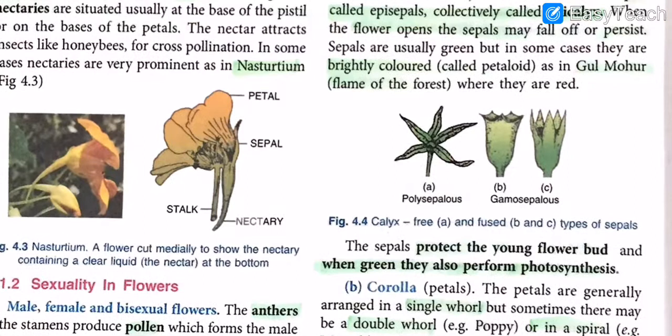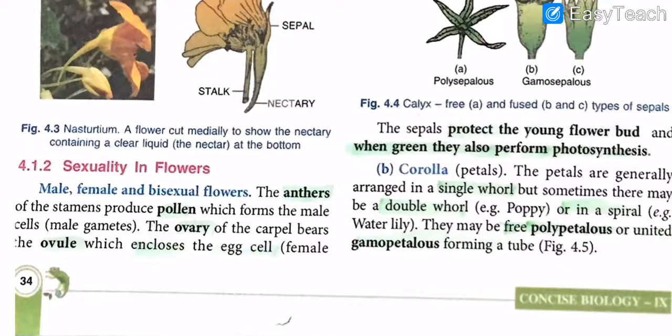Alright, so nasturtium is a flower cut medially to show the nectary containing a clear liquid, the nectar, at the bottom. As you can see over here, the nectar is present at the bottom, and this is the nectary, while this is the stalk. Stalk is nothing but the pedestal, basically.